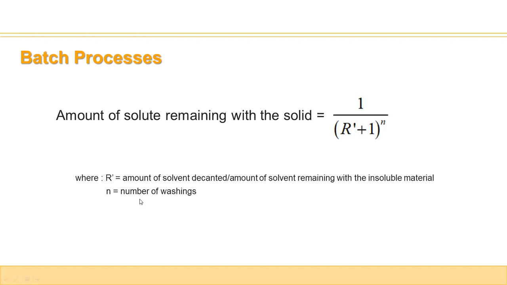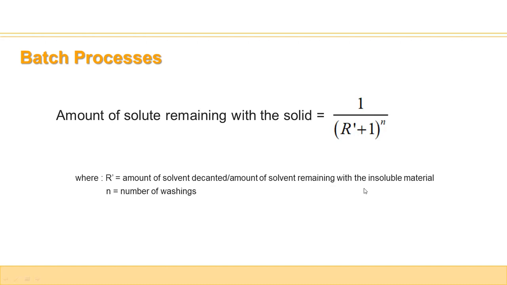So the number of washings is associated with the amount of the solute remaining in the solid or the insoluble solid after that particular number of washings. So how much solute remains in the solid is equated to 1 over (R' + 1) raised to N. This R' here is the representation for the amount of solvent decanted divided by the amount of solvent remaining with the insoluble material.